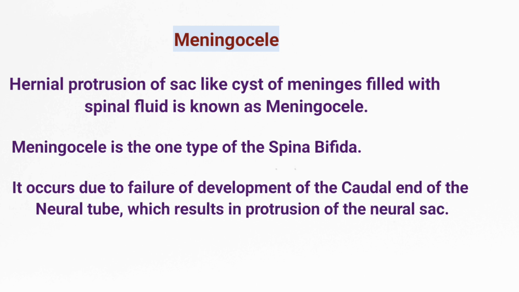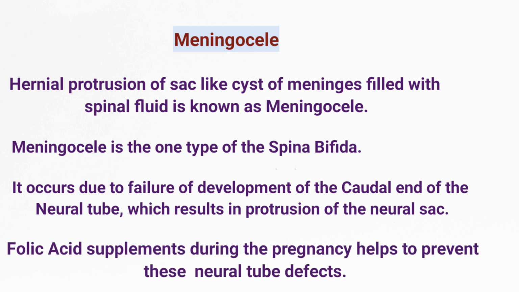It occurs due to failure of development of the caudal end of the neural tube, which results in protrusion of the neural sac. Folic acid supplements during pregnancy help to prevent these neural tube defects.